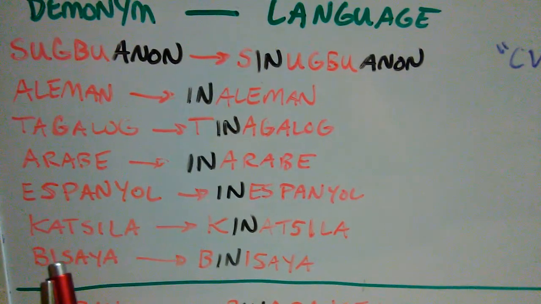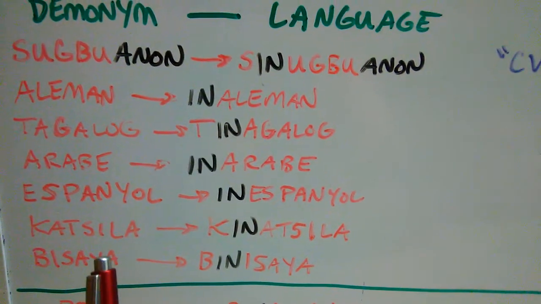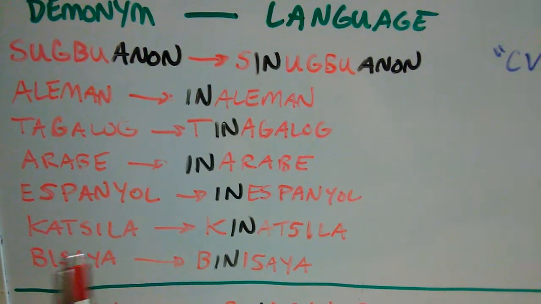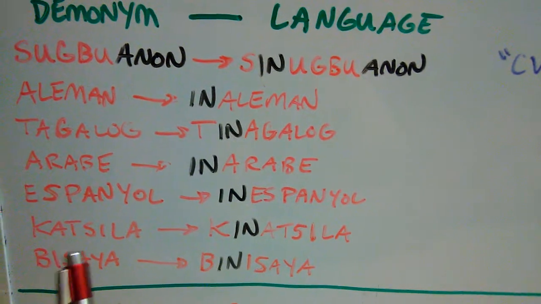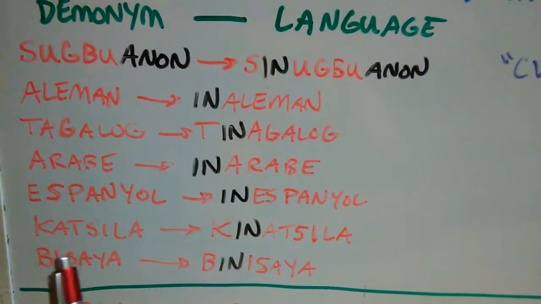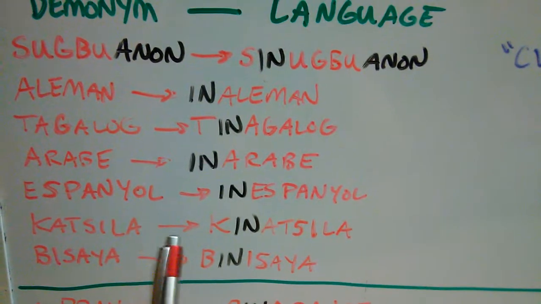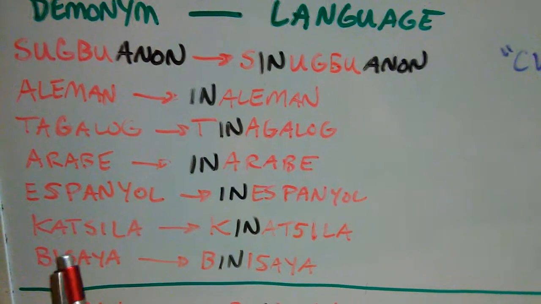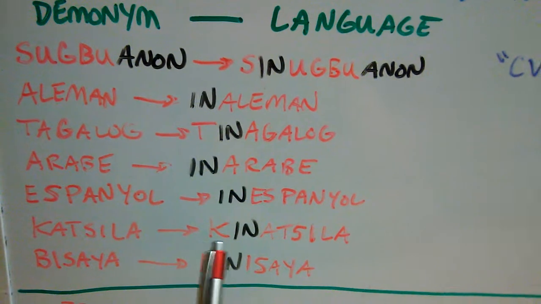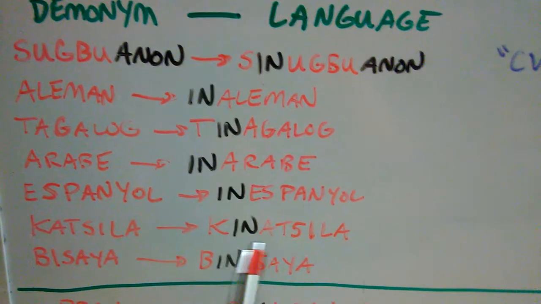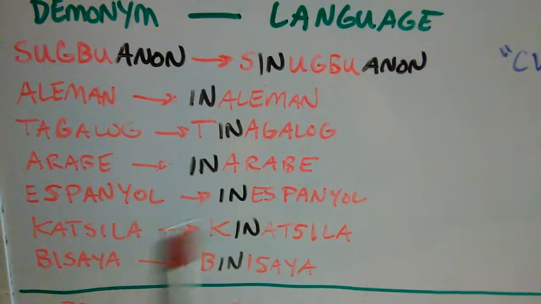So the borrowed Spanish word was Castilla, right? Castilla. But in Cebuano, that consonant cluster, that st, was metathesized, morphological process, right, to Katsila, right, Katsila. And now we have the in infix with the ki, right, Kinatsila. And Kinatsila is the Spanish language.